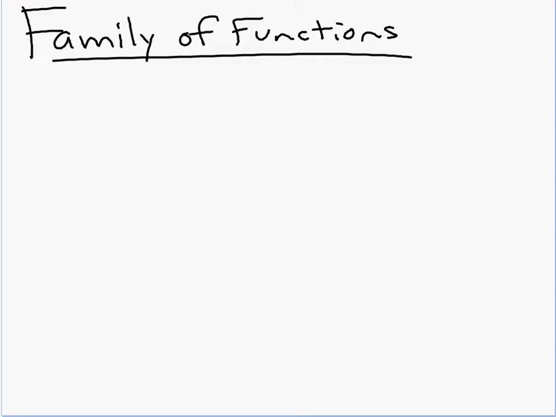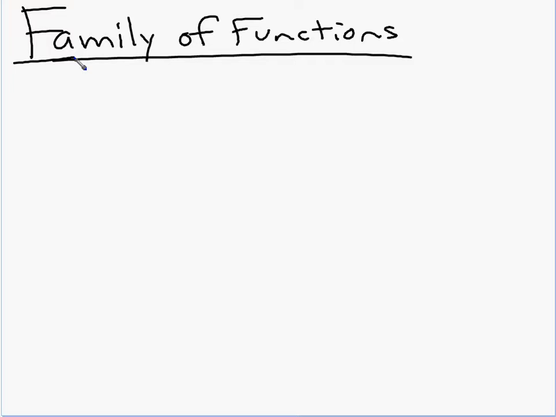Today we're going to cover one of the most important themes in pre-calculus, which is this idea of the family of functions, and the reason it's important is it's not going away. We're going to keep adding family members all year. We've already learned about a few of them.